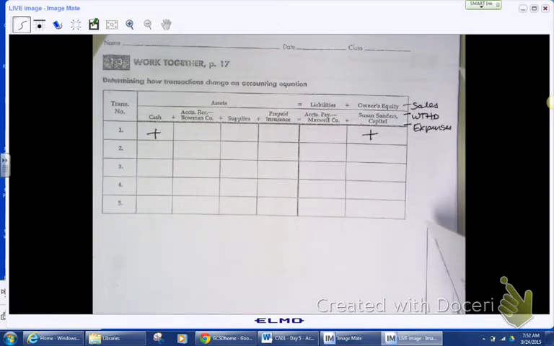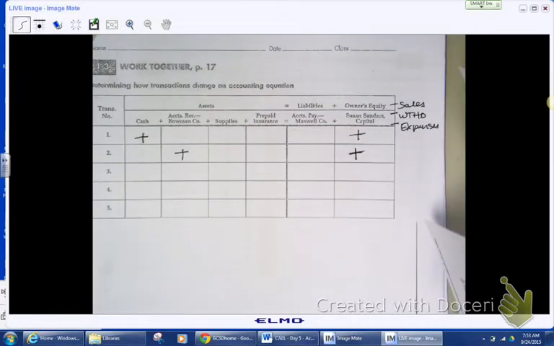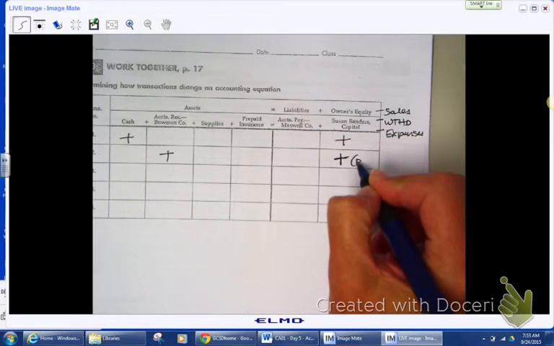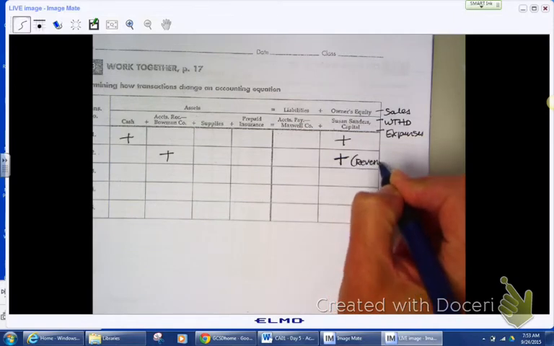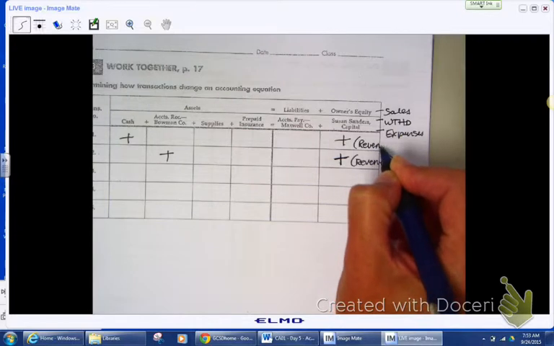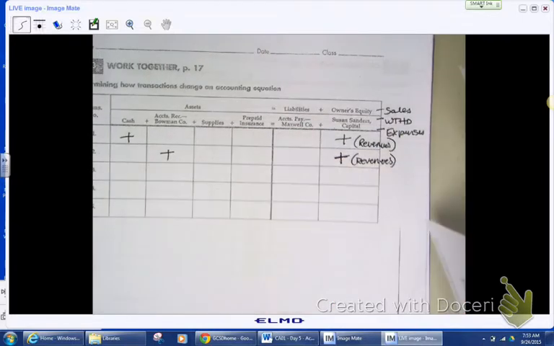Okay, moving on. Second one, sold services on account to Bowman Company. What are the two accounts that are affected? Sorry, it's timing out on me. Okay. All right. And the other thing is when we put these pluses, we're going to put what account it's affecting. So these are both revenues or sales. Okay.